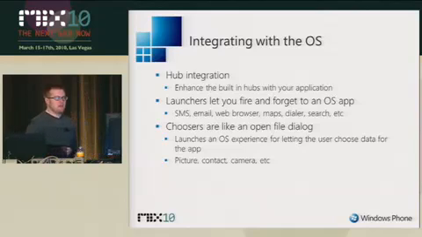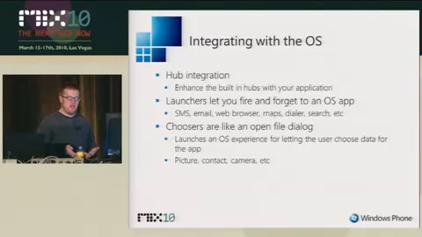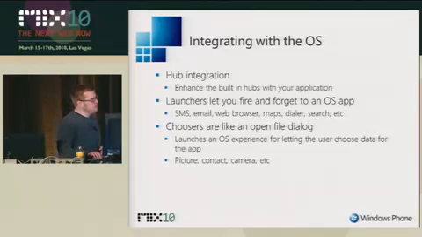Launchers are your fire and forget way to invoke an application that's in the operating system. That'll basically send your application to the background and fire up the existing app. So you can do SMS, email, maps, browser, all the standard stuff you'd expect, the dialer. And then there's choosers, which are more like an open file dialog, which invokes a shell experience or a phone experience for picking something, like a contact, an email address, an image, or the camera, and gives that data back to your application and returns when it's done. And so those are the three buckets of OS integration here.